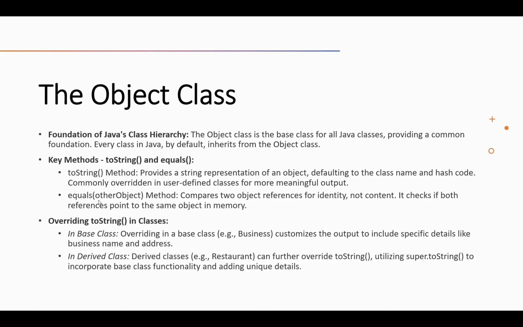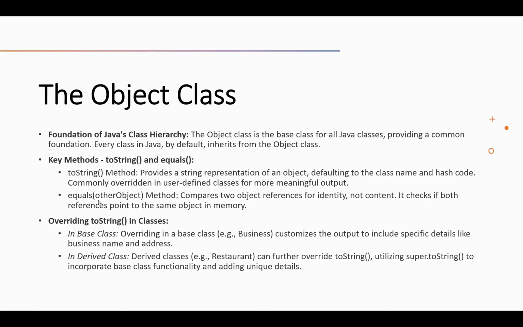Overriding toString in classes. In your class hierarchy, when you override the toString method in a base class like business, you are essentially customizing this ID badge. Maybe now it displays the business name and address. However, when a derived class such as restaurant does not override the toString method, it inherits this behavior from business.